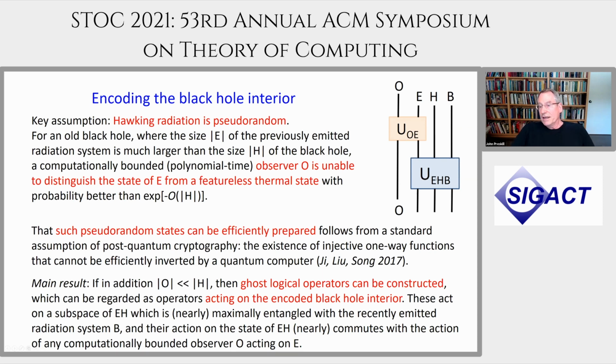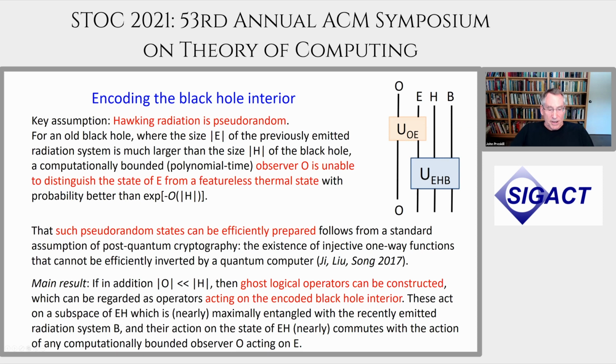So should we believe that this efficient process in which the black hole produces the outgoing radiation can prepare such a pseudo-random state? Well, we do know, if we accept assumptions of post-quantum cryptography, which our future privacy will be founded on, namely the existence of injective one-way functions that can't be efficiently inverted by a quantum computer, then such pseudo-random states exist, which can be efficiently prepared. And our attitude is that black holes are such vigorous scramblers of quantum information that if such states are possible, if such efficient processes exist, then a black hole will be able to do it.